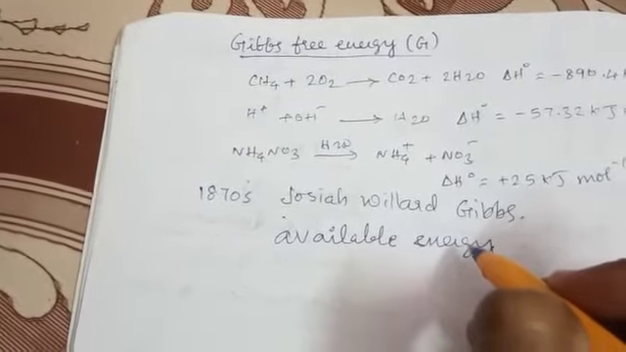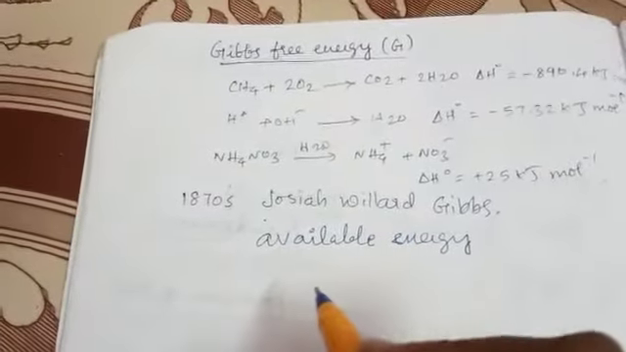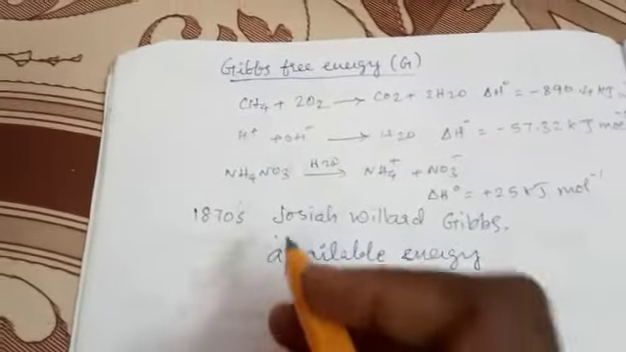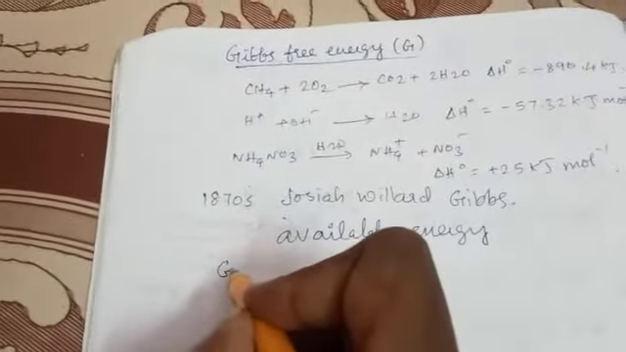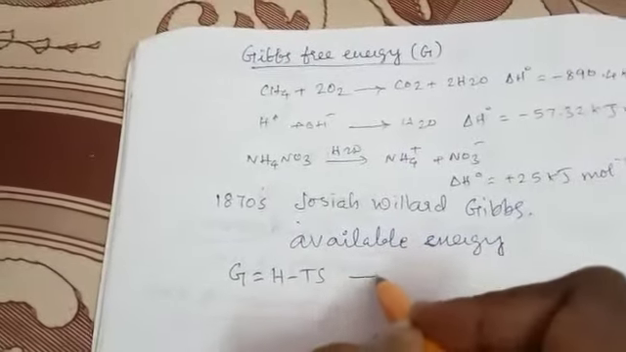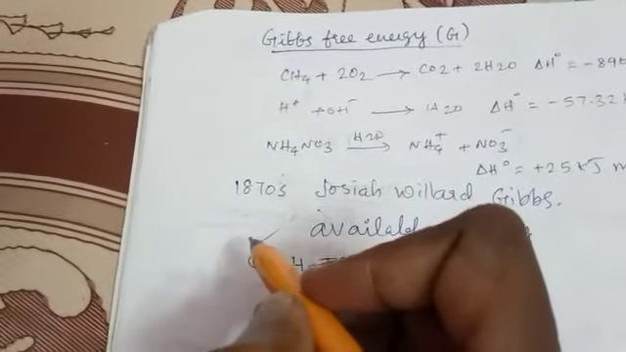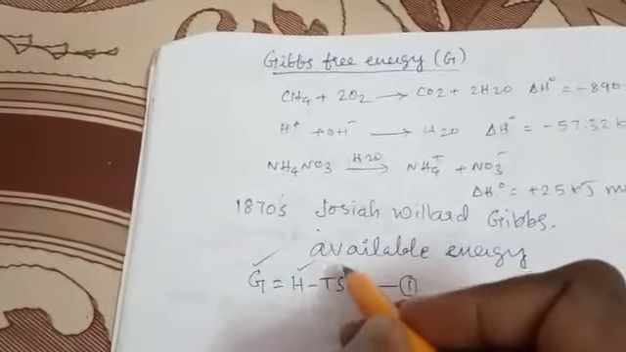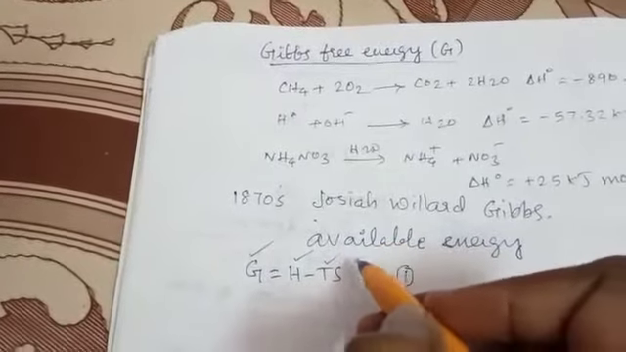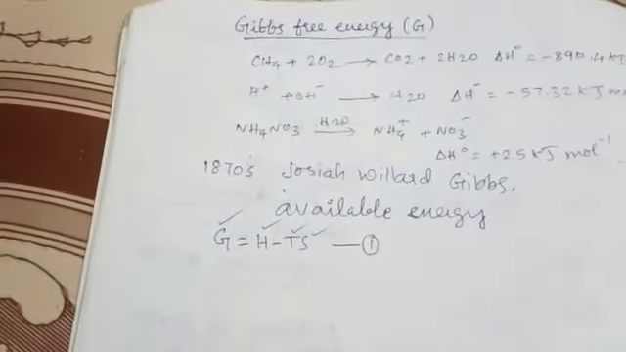The quantity of energy associated with a chemical reaction available to do work in the system is defined as G equal to H minus TS. This is the first equation. G is called Gibbs free energy, H is called enthalpy, T is called temperature, S is called entropy.